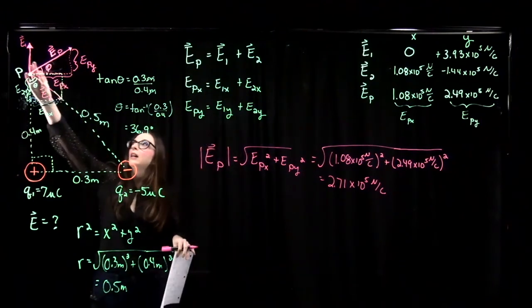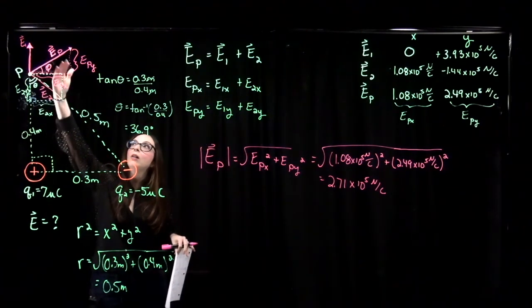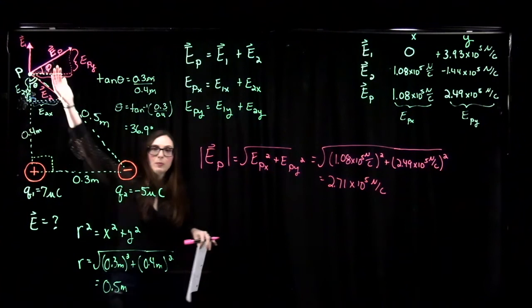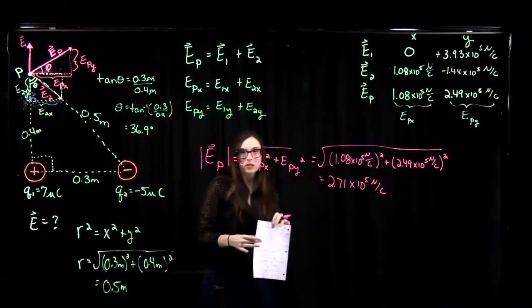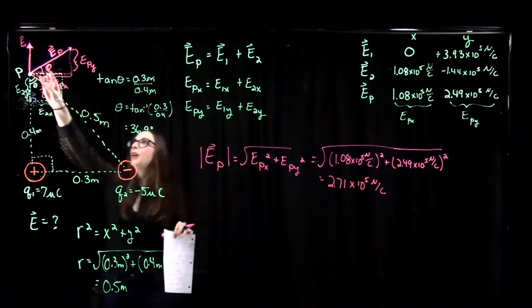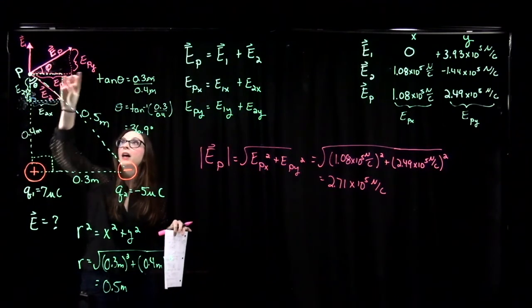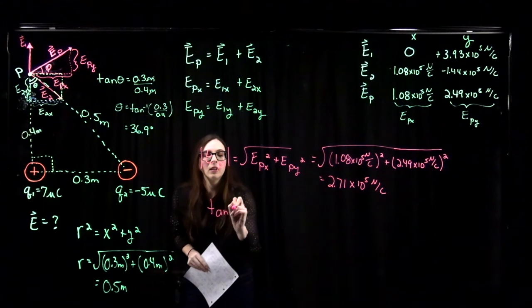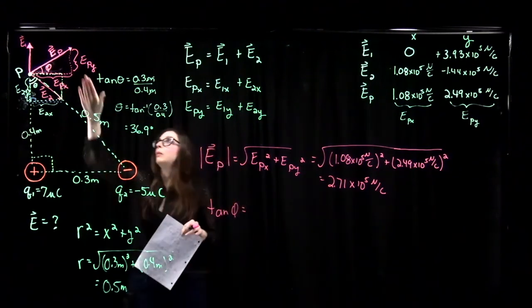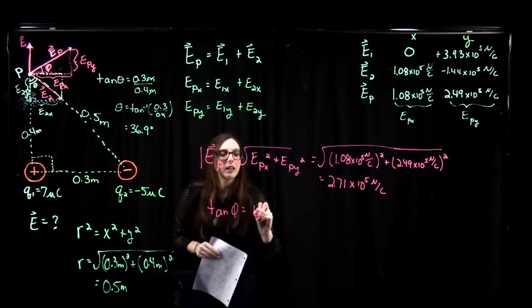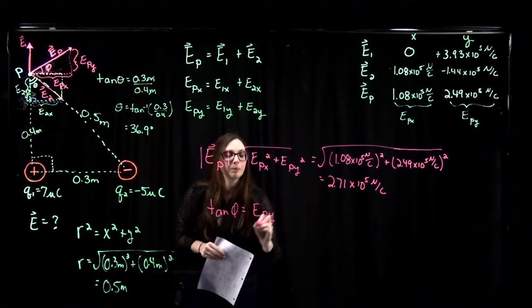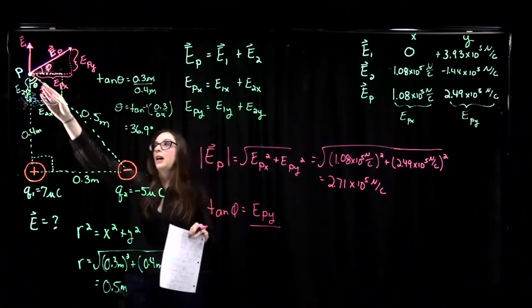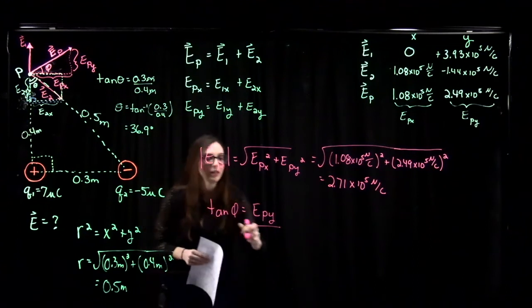And now we get to get this angle phi. That's the angle that our vector makes with respect to the positive x-axis. We've got our angle phi, we've got our legs EPX and EPY. So tangent of phi is equal to the opposite side, EPY, over my adjacent side, EPX.